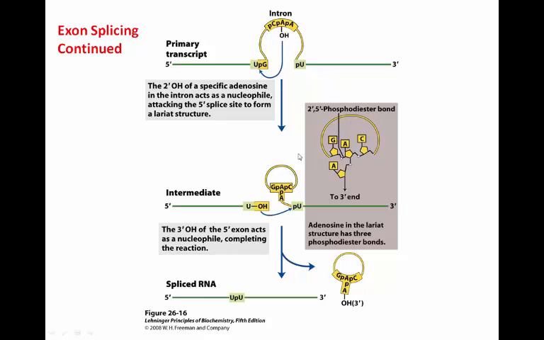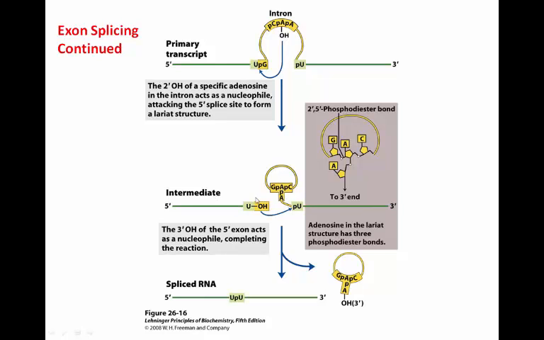And this particular bond, this is a 2' OH, and this is a 5' on the G. That's a 2' to 5' phosphodiester bond. The adenosine in the lariat has 3 phosphodiester bonds, so it has a phosphodiester bond here, a phosphodiester bond here, a phosphodiester bond here. So this bonding is really unusual.